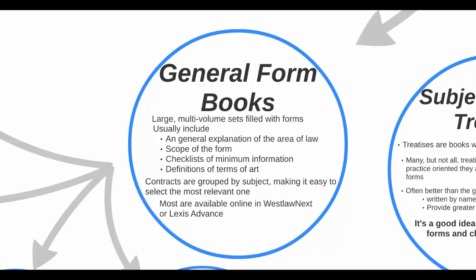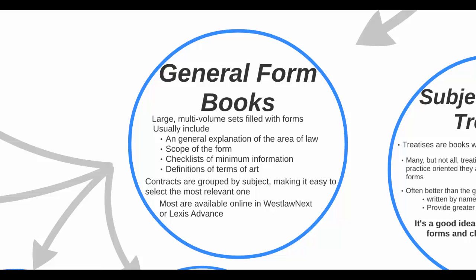There's also usually a scope note that will tell you what this form is intended to cover. So maybe the adoption section only covers where there is a voluntary termination of parental rights. And it will tell you that in the scope note, so that you know that if you are dealing with involuntary termination, you need to go somewhere else. They often will include checklists of minimum information that needs to be included in the document. So this is usually just a list. For example, if we're talking about the adoption again, the name of the person who's being adopted, that would be something that's probably going to be on the checklist.